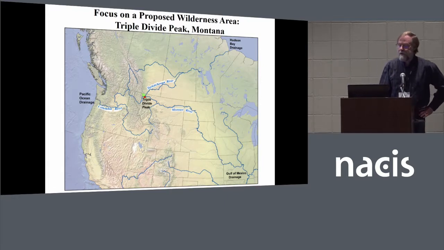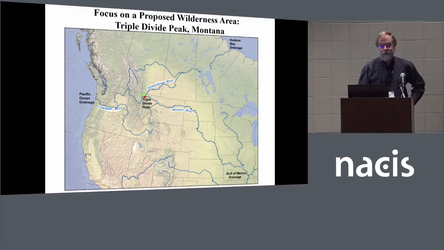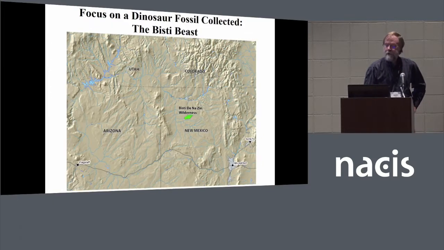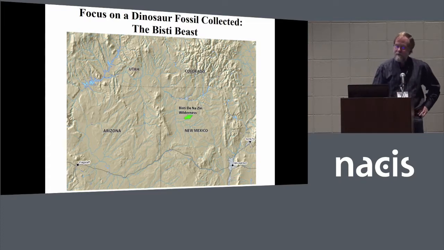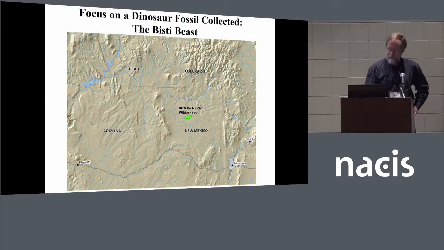But then there were also some static maps dealing with a particular wilderness area in Montana, dealing with Triple Divide Creek, where you've got waters going to the three oceans, Atlantic, Pacific, and Arctic. And then there's also this one of the Bisti Beast, which we had a dinosaur in that particular exhibit, and it just identifies where it comes from.